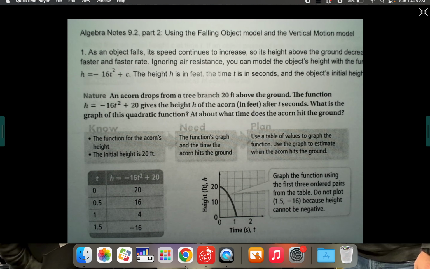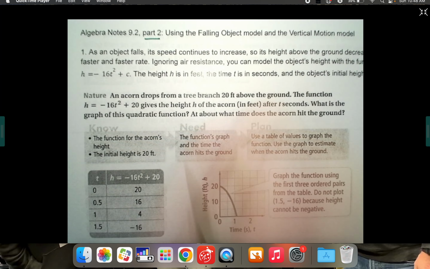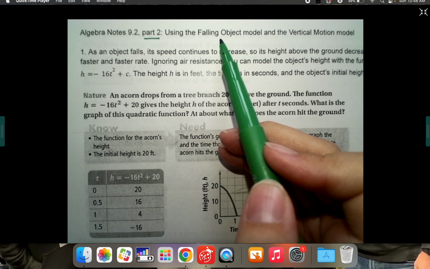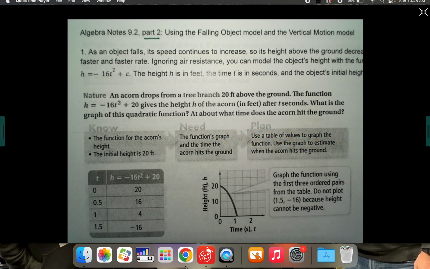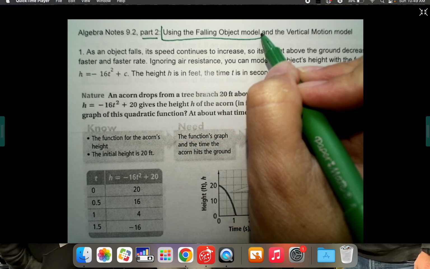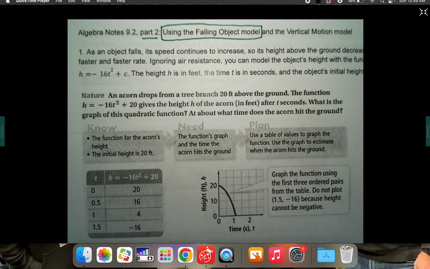Okay, for algebra, lesson 9.2, this is part 2. This is just going to give you information on word problems, specifically using the falling object model and using the vertical motion model. Now, this first part is the one that you're going to have to know for your assessment and will likely be on your EOC at the end of the year.